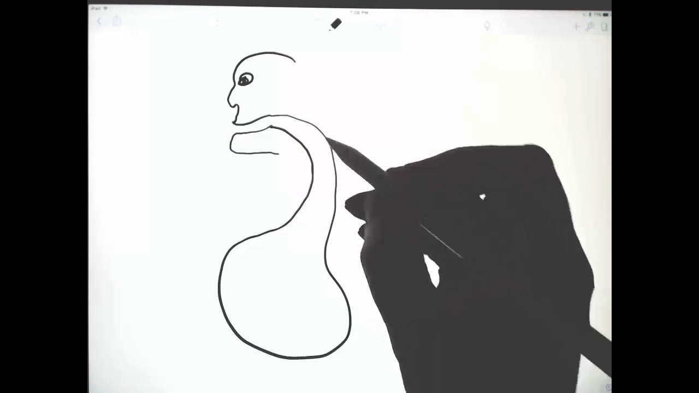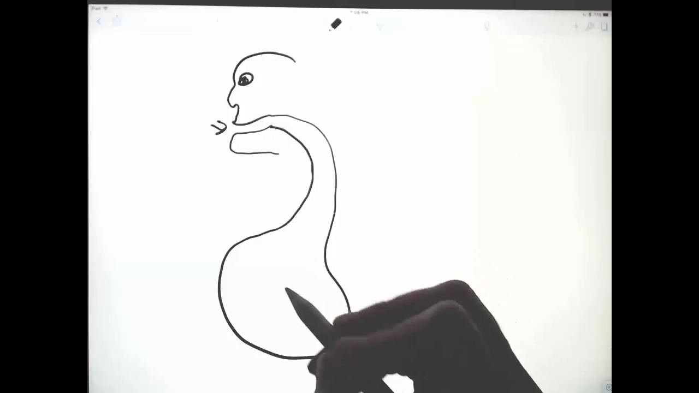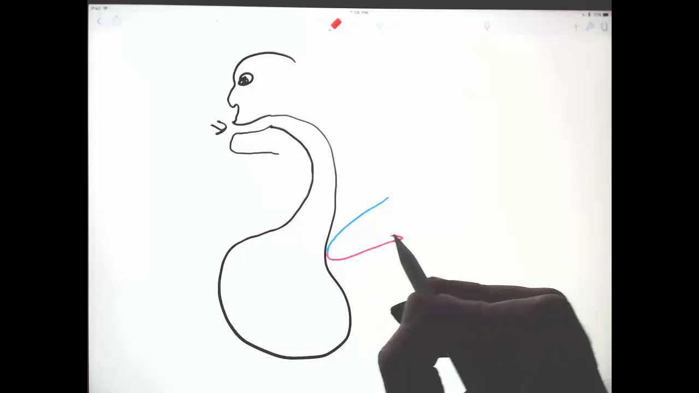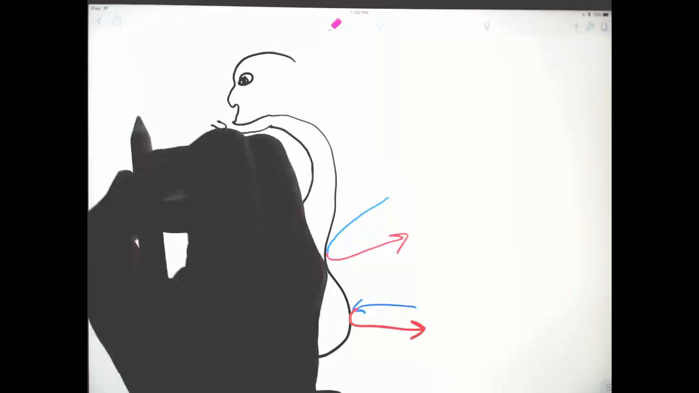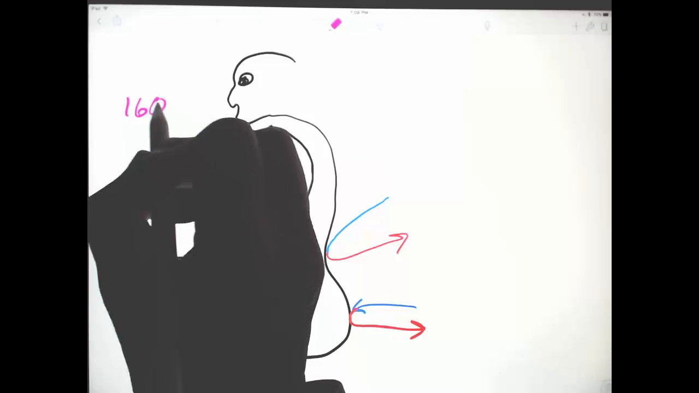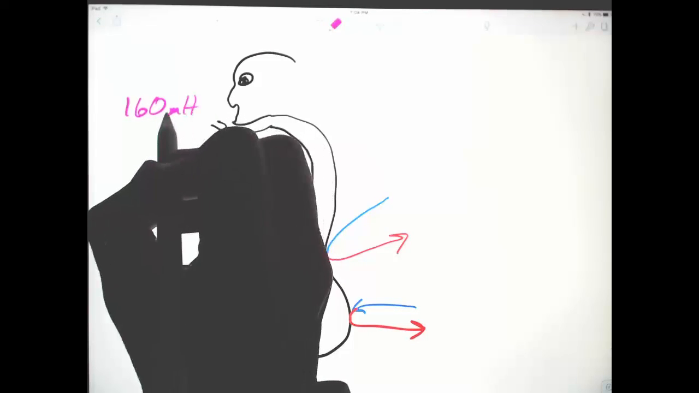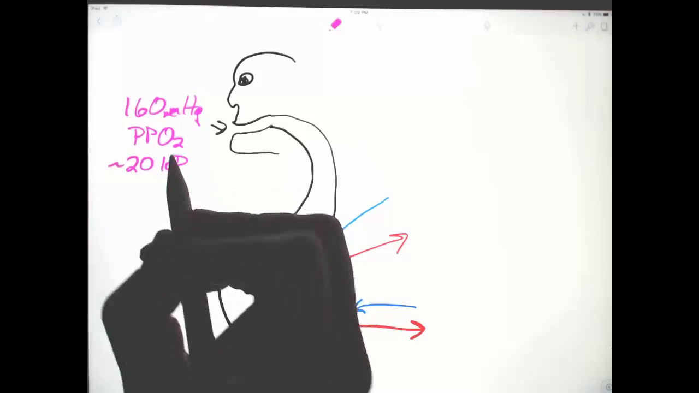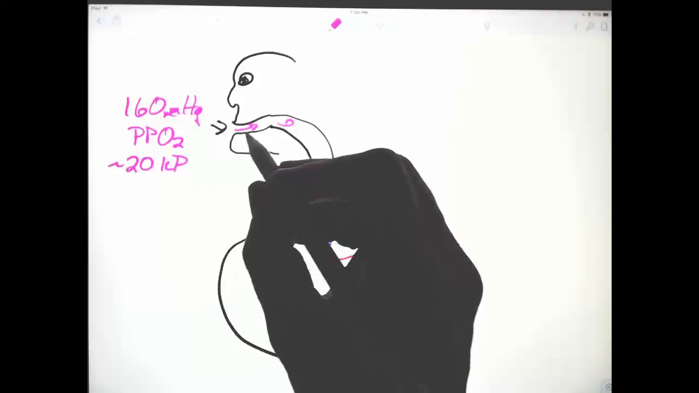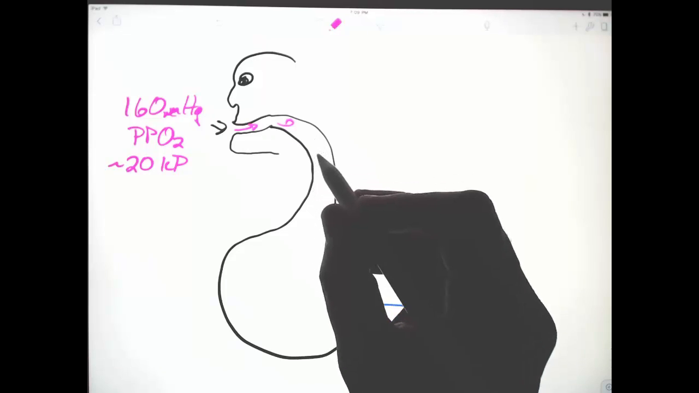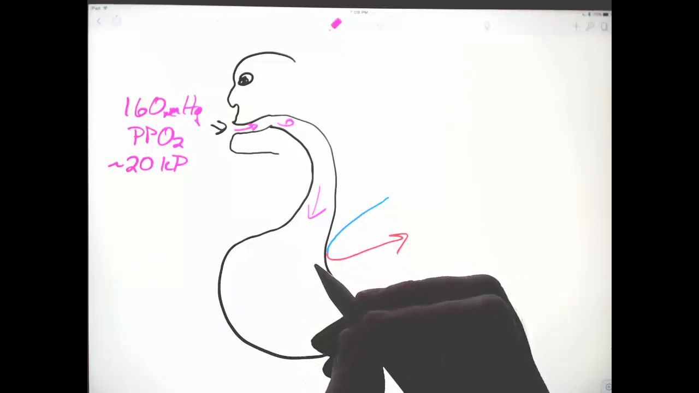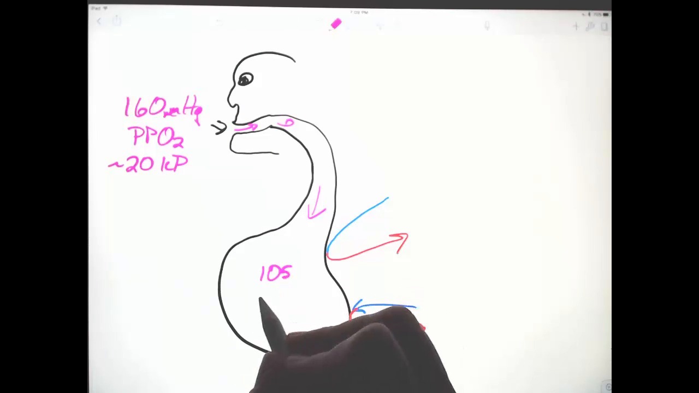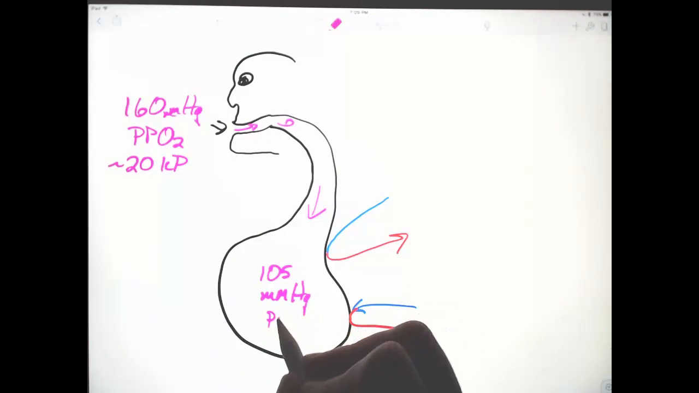So what I've drawn here is a human with air coming into the mouth, air in the lungs, and blood coming in that is deoxygenated and leaving oxygenated. Now the air coming in is at 160 millimeters of mercury partial pressure of oxygen, or 20 kilopascals. As it comes in, it begins to mix with the oxygen-depleted air that's already there in your residual. And so by the time the air gets into your lungs, a typical amount of oxygen might be 105 millimeters of mercury partial pressure oxygen.